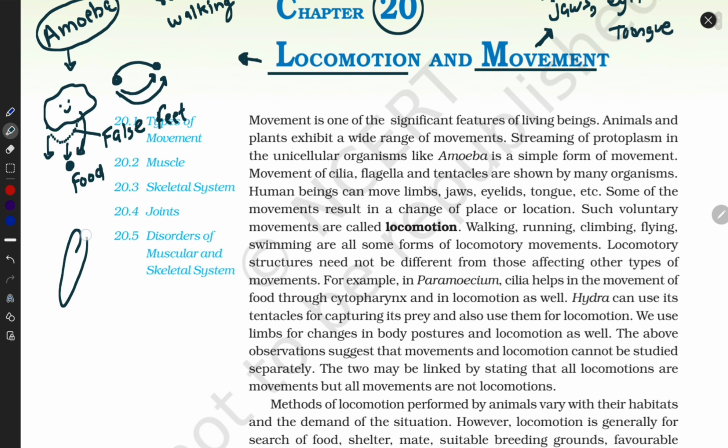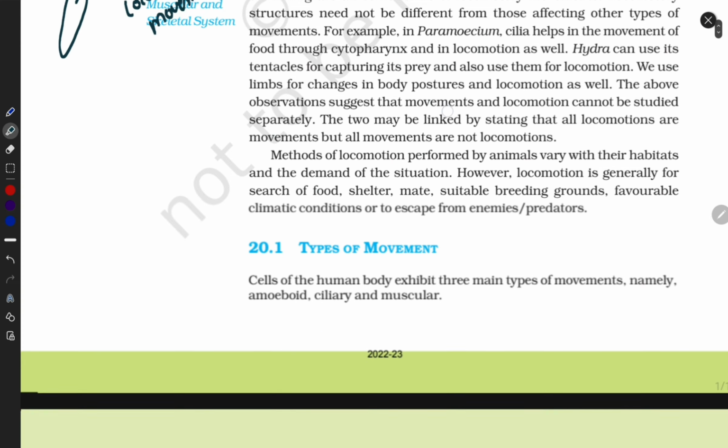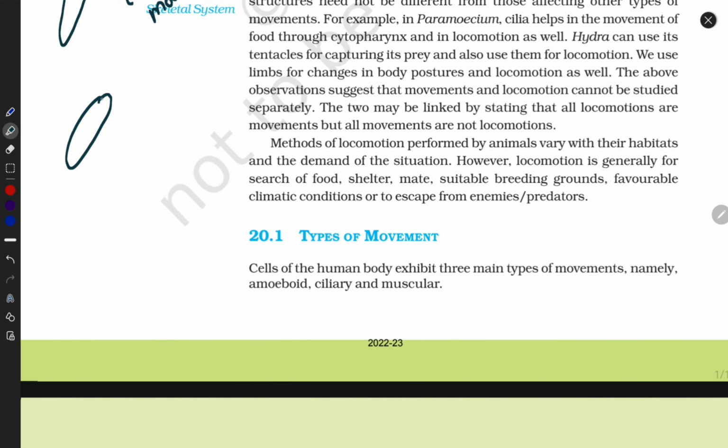Next, this is the euglena, again a unicellular organism. They show their movement by flagella. This is the flagella. This helps euglena in locomotion and movement. I give you another example, like paramecium. This is again a unicellular organism and these are small outgrowths. We call them cilia. Cilia provide paramecium locomotion and movement.